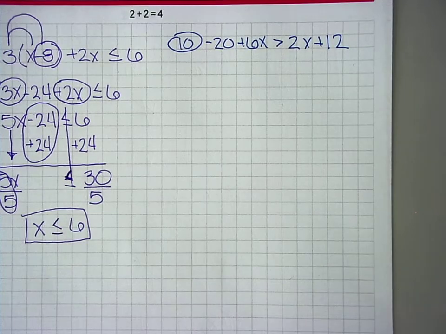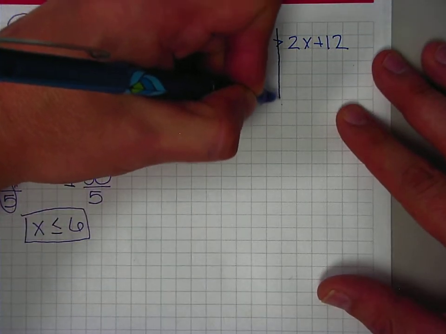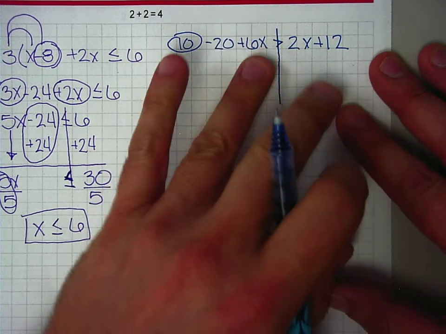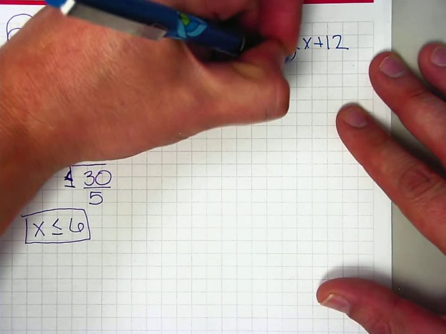Okay, so now I notice I have variables on both sides of my inequality symbol. So in this case, what I want to do is move the least amount over to where I have the most. So I want to basically move these 2 x's over here to the 6 x's. In order to do that, I would have to subtract 2 x's from both sides.